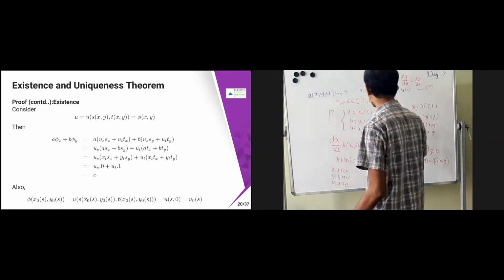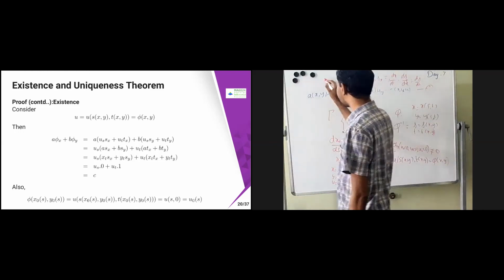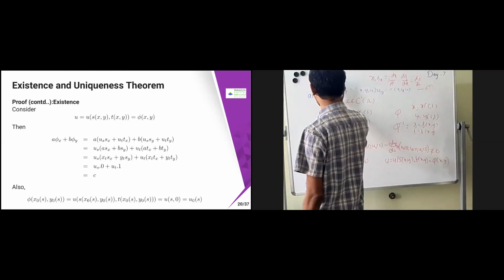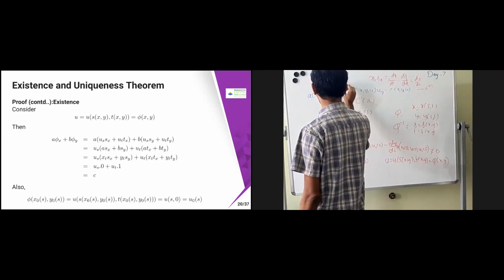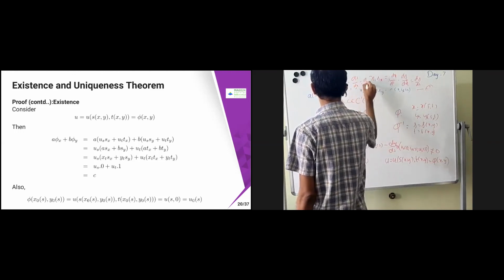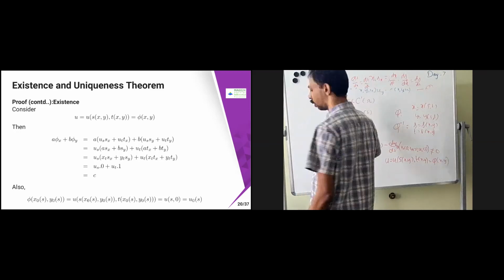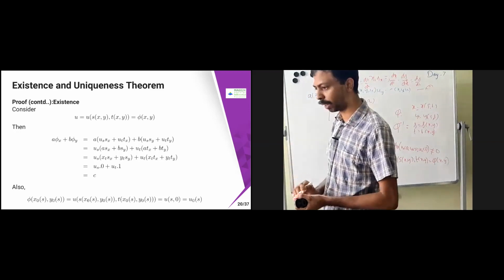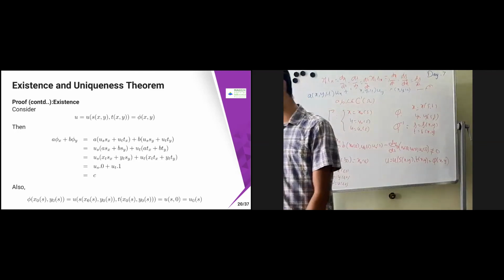The second will come: u_t, x_t into t_x. x_t into t_x is going to become dx/dt into dt/dx, so you will get dt/dt. The dt/dt is 1. That is the only term that remains. Therefore, what you will get is c.